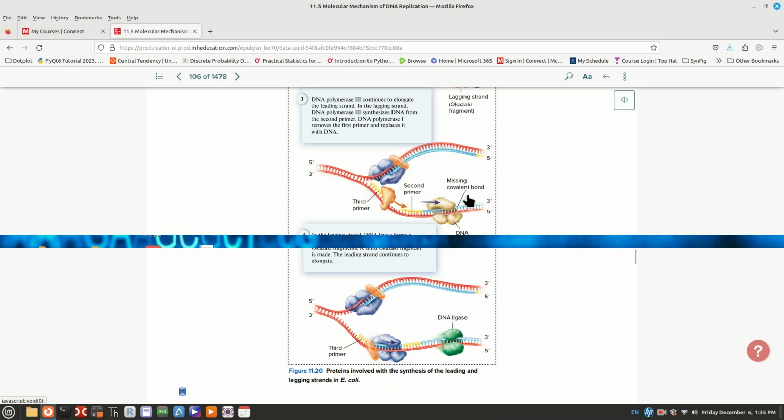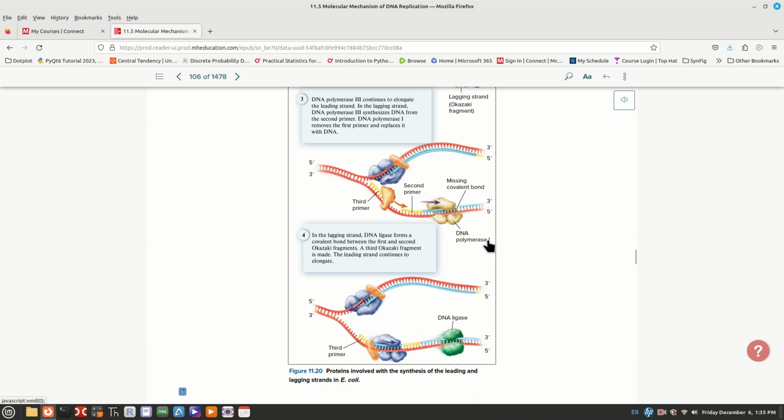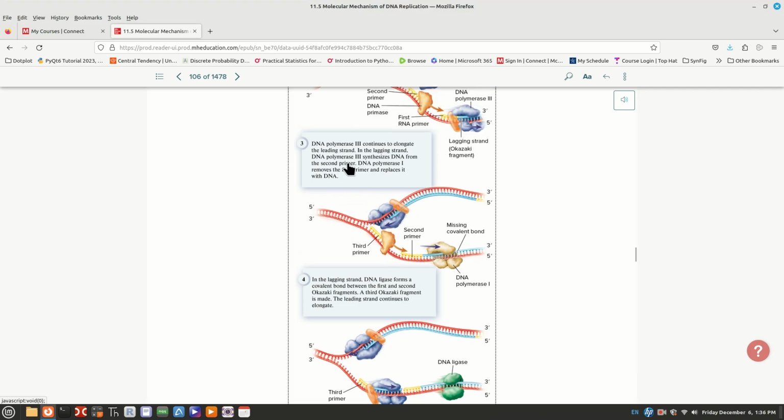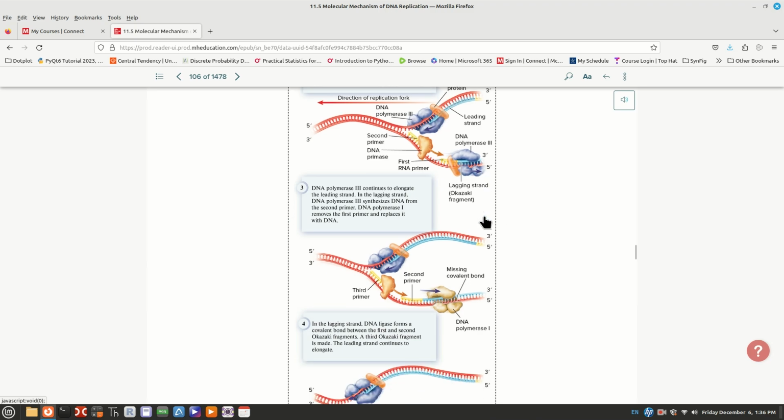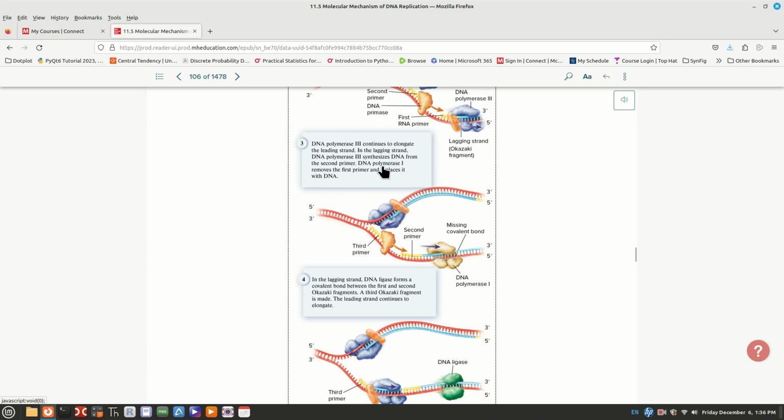And the first one here is DNA polymerase 1. And what it's going to do, you can read this little thing here. DNA polymerase 3 elongates the strand. All right, that's the one that's following the fork or making the Okazaki fragments. But DNA polymerase 1 removes the primer and replaces it with DNA. And what that means is it doesn't actually remove all the bases. It just turns uracils into thymines. It takes the U's and turns them into T's.